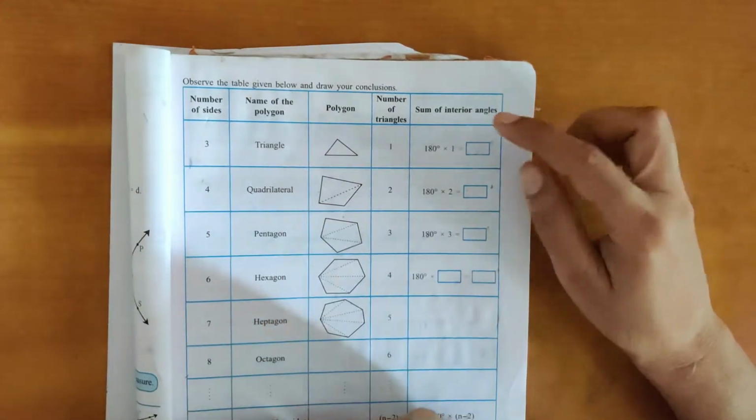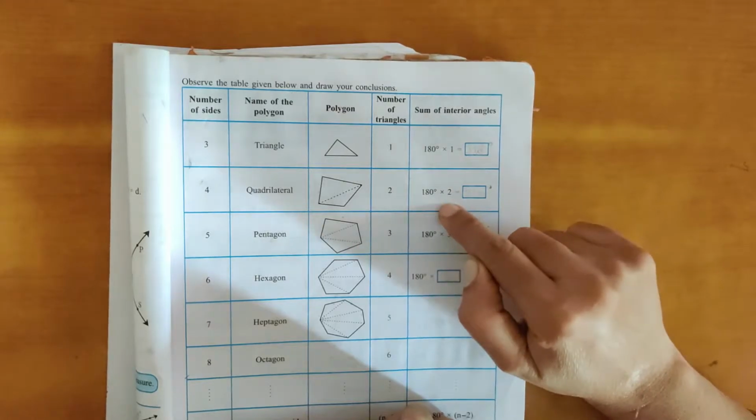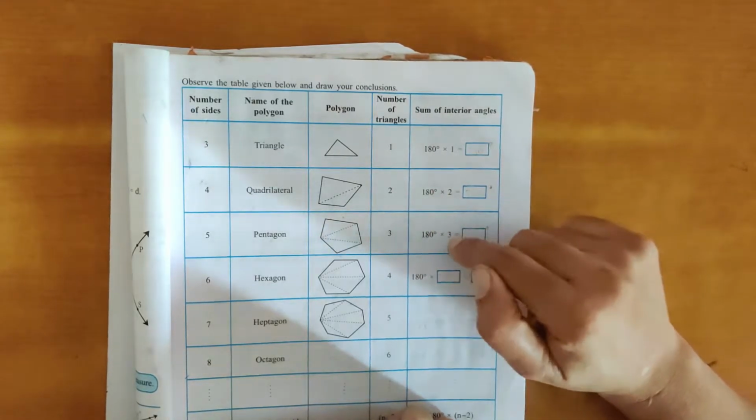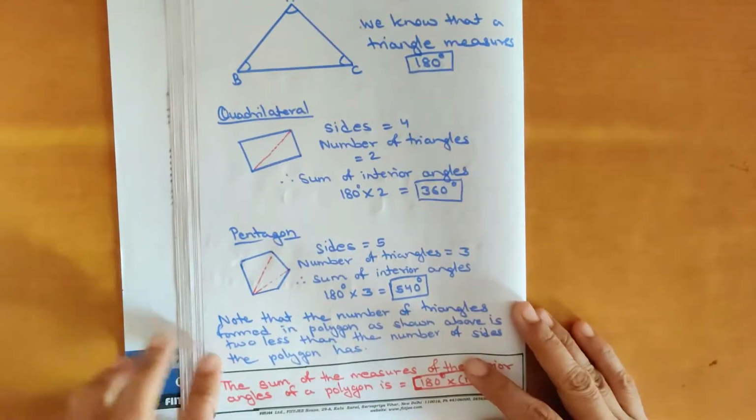So the sum of the interior angles: one triangle, so 180 times 1. Two triangles, so 2 times 180. Like this we will know. So what is the formula for this? Okay, so there is a formula.